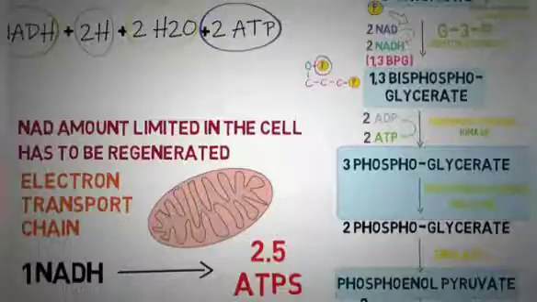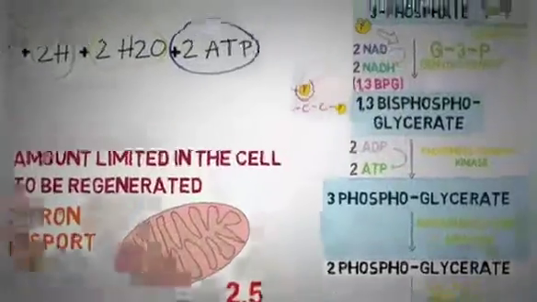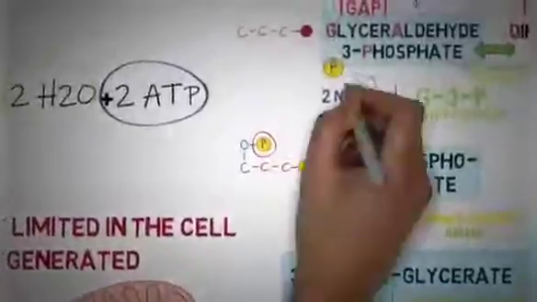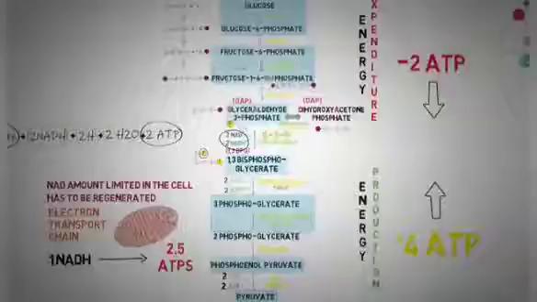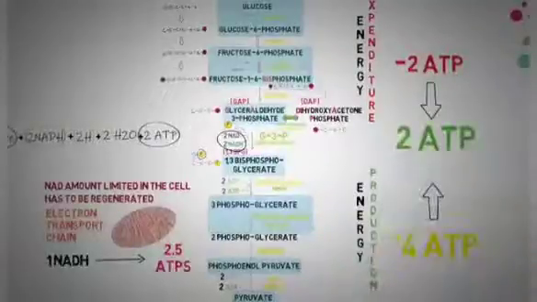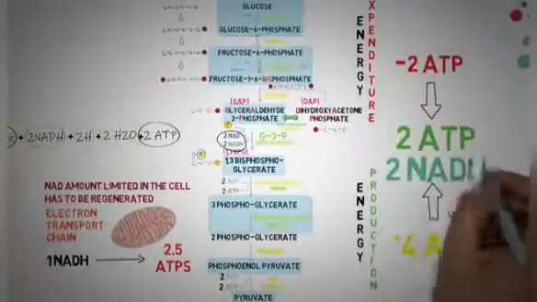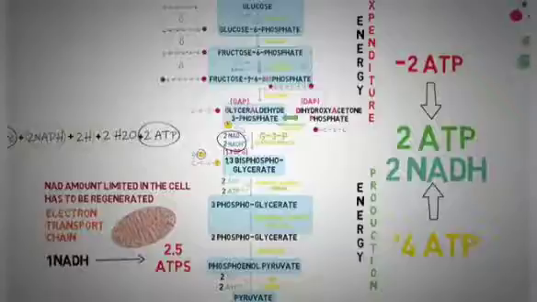This is an example of generation of ATPs through ionic gradients, and it is different from substrate level phosphorylation that we discussed earlier in this video. Now we are getting an additional 2 NADH molecules in aerobic glycolysis per molecule of glucose that enters the pathway.